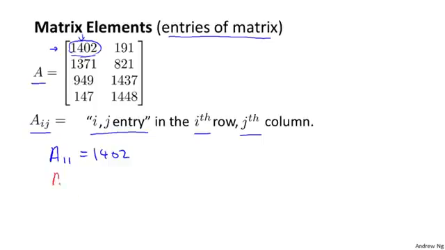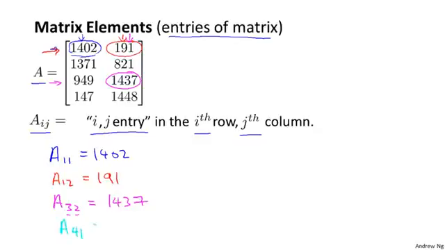Another example, A12 is going to refer to the entry in the first row and the second column. And so A12 is going to be equal to 191. Just a couple more quick examples. Let's say A32 is going to refer to the entry in the third row and the second column, right? Because that's 3, 2. So that's equal to 1437. And finally, A41 is going to refer to, this one, right? Fourth row, first column, which is equal to 147.